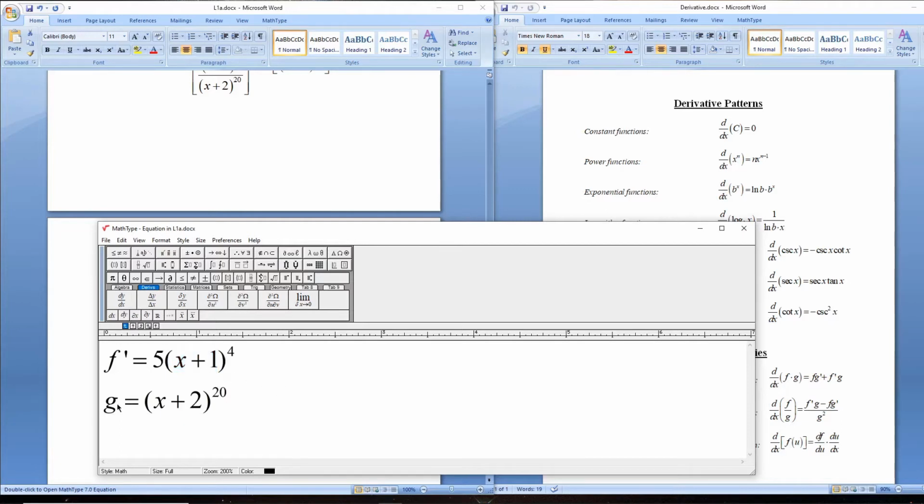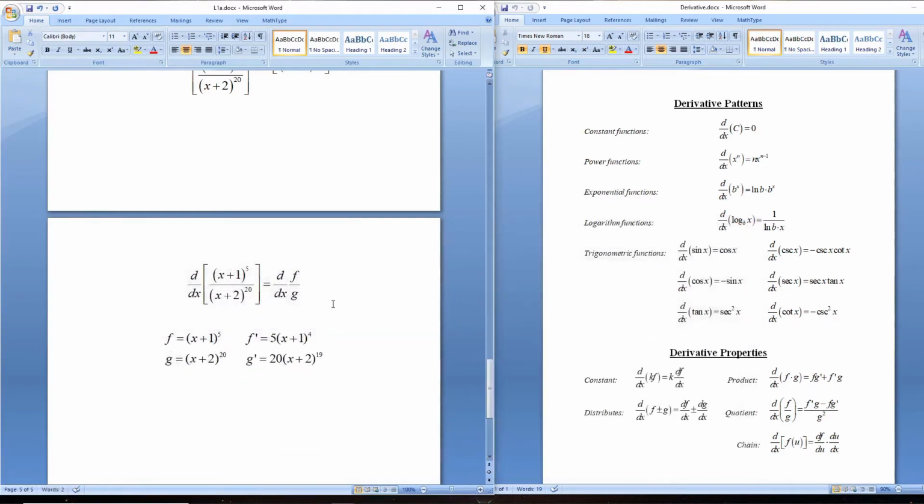And same with g prime. The exponent drops down, subtract 1 from the exponent, multiply by the derivative of the argument, and this derivative is 1. So there are our two derivatives for f and g that we can now stick into the quotient.